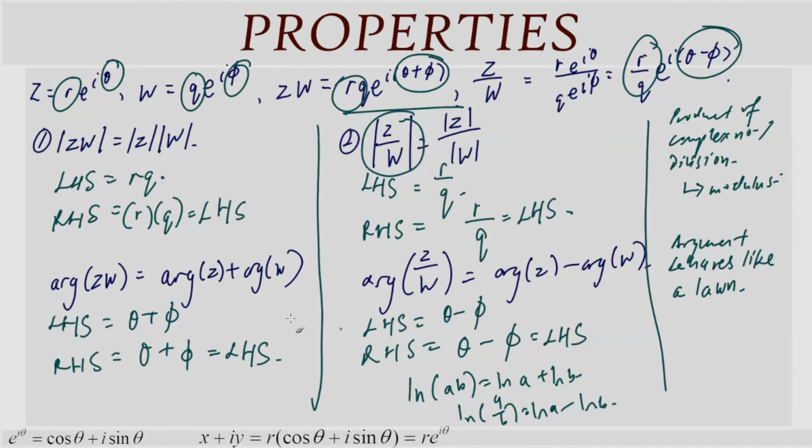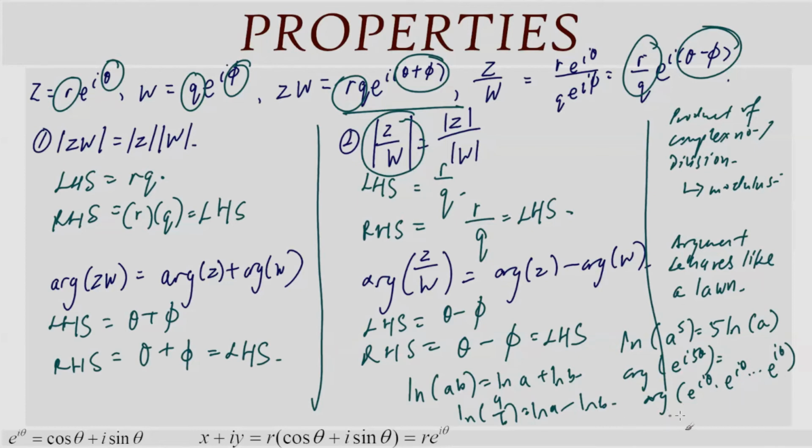And this can also derive one more property, which is that, same thing as ln, the power function exists. So ln of a to the power of 5 is equal to 5 ln a. Similarly, the argument of e to the i 5 theta is the same as the argument of e to the i theta times e to the i theta, all the way onwards 5 times. And that's the same as the argument of e to the i theta plus the argument of e to the i theta, 5 times. It's equal to 5 times the argument of e to the i theta. So the argument behaves like a ln.